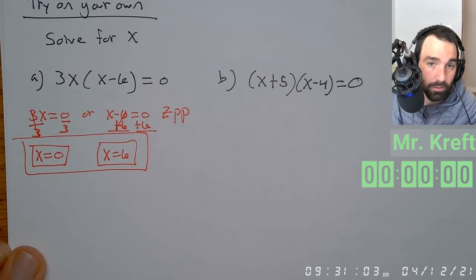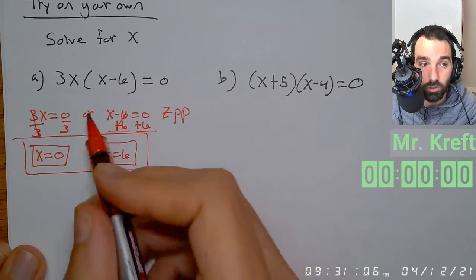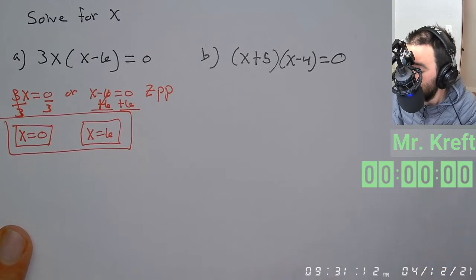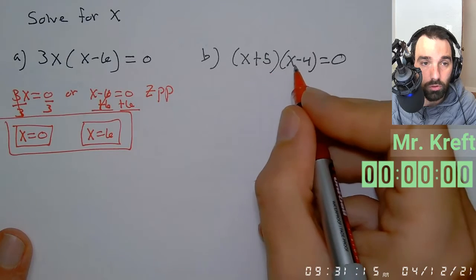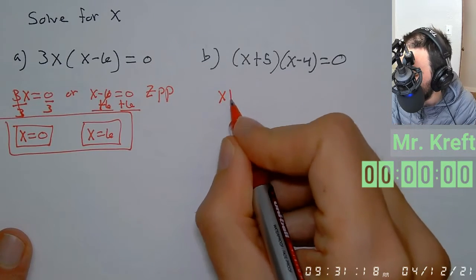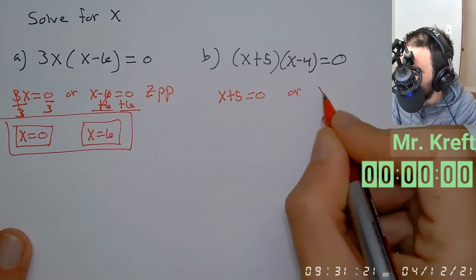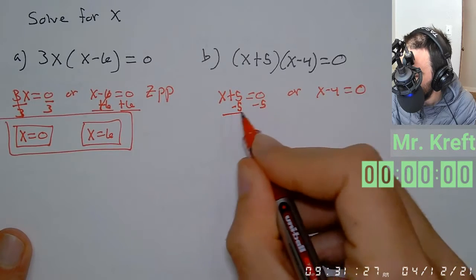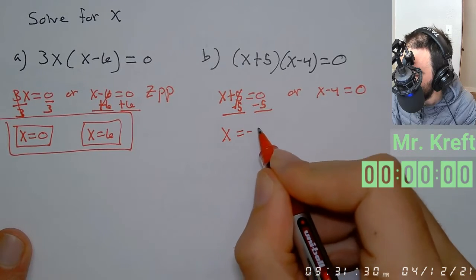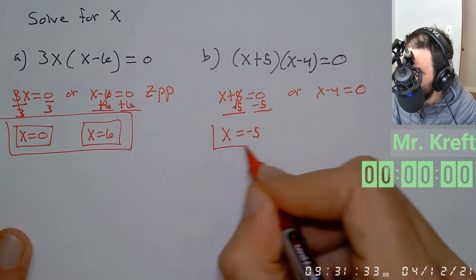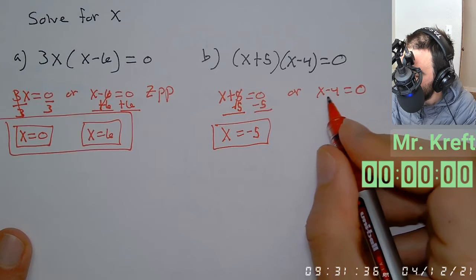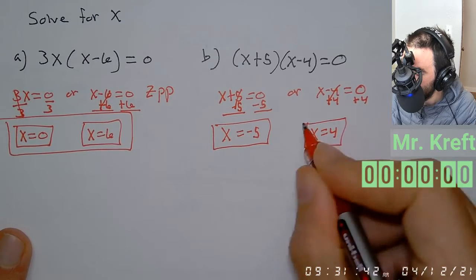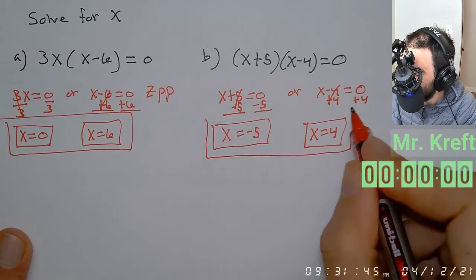Okay, so again, if you have two things multiplying to get 0, you just set each term equal to 0, and then you solve. So there's two answers there. Okay, for the next one, the same thing. I have two terms multiplying to get 0. So that means x plus 5 equals 0 or x minus 4 equals 0. You subtract 5. So x equals negative 5. And then we have x plus 4. So we get x equals 4. Okay, and these are my two answers here.